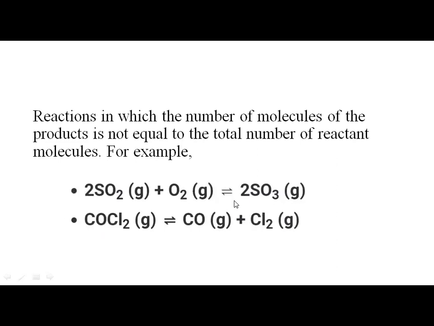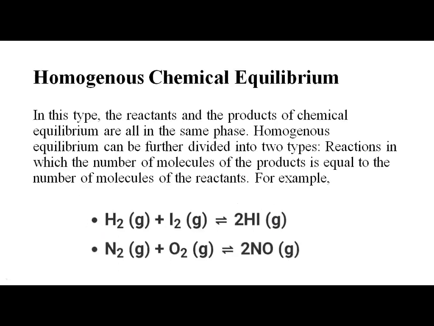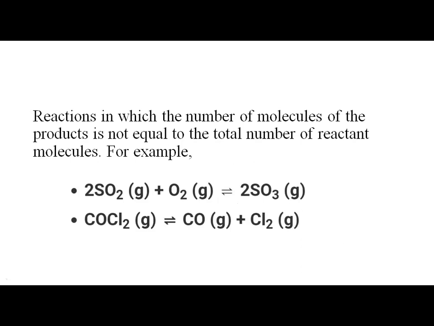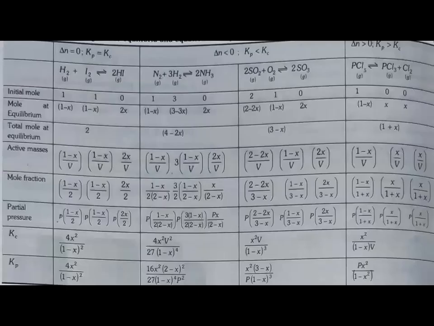So homogeneous chemical equilibrium means all the reactants and all the products are in the same phase. Further, it is divided into two types, where the total number of reactant molecules is equal to the total number of product molecules, as in these examples, or the reactant molecules are not equal to the product molecules. It may be more or it may be less. So you can see here, this is a table to indicate homogeneous equilibria and equilibrium constants.